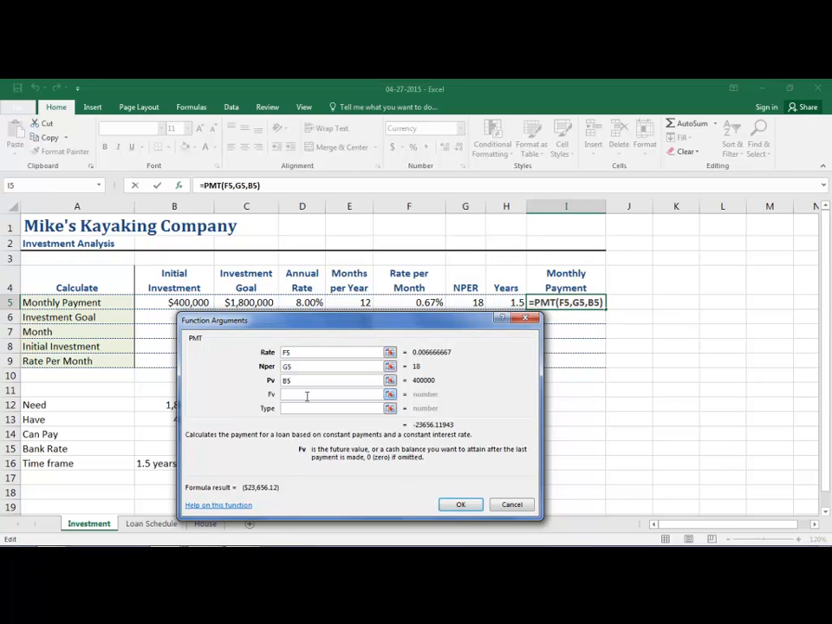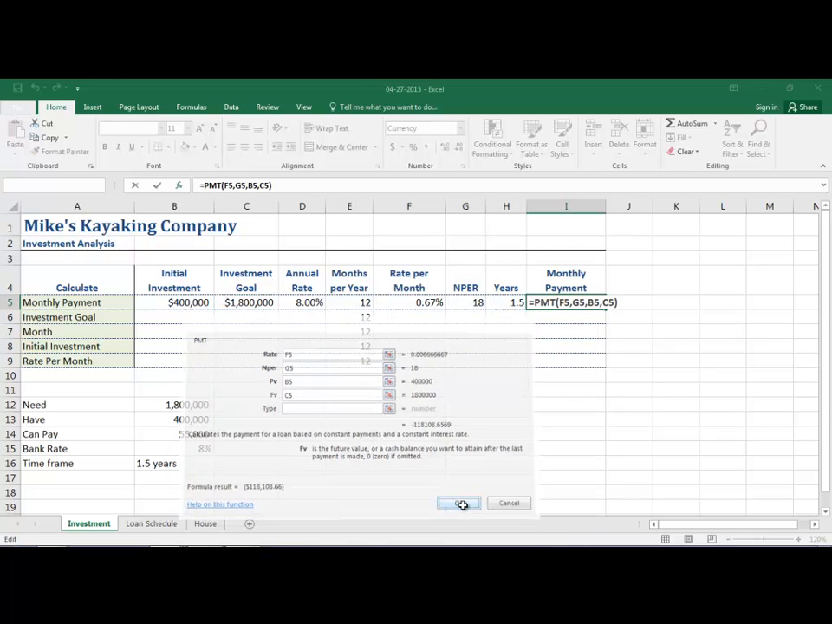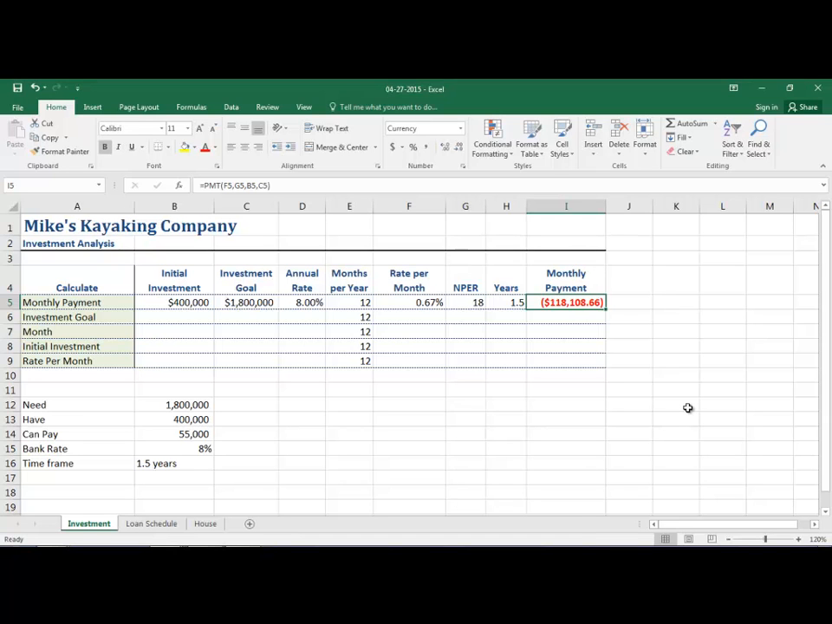Most importantly, under future value, I know it's not zero. This isn't a loan. I need to get to this number right here, 1.8 million. And I leave that in place, and I have my type here. We're going to leave the type as a default 0 because we're going to make our payments at the end of the month. All right. And you look at this and you go, whoa, I have to put $118,000 every month away to get to $1.8 million.